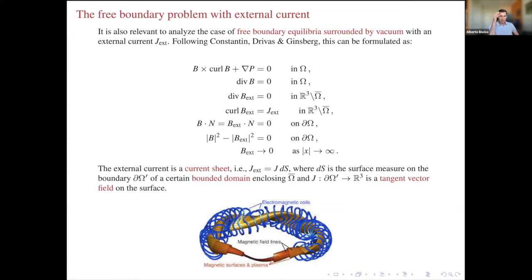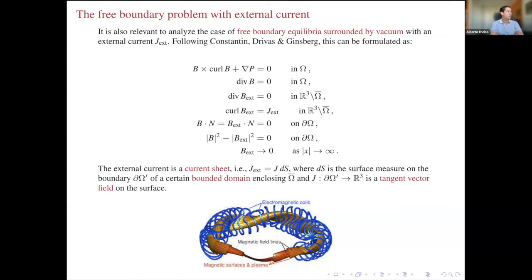But the thing is that with that, the proof of the result I mentioned is done. Okay. There is another problem you can take as well if you want. Okay. That is sometimes called a free boundary problem with an external current.